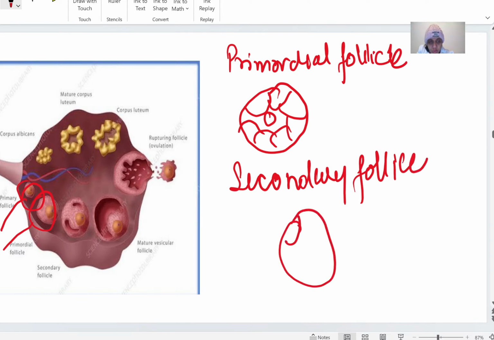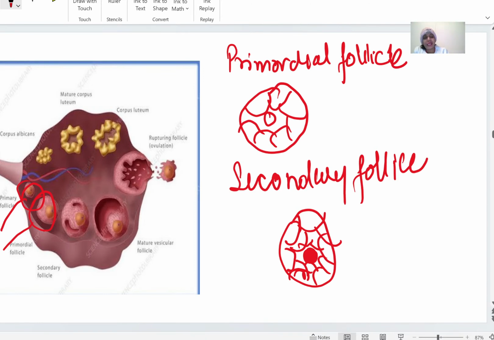Two layers of cells. Okay, two layers for the cells. Thank you, Dr. Olio, for appreciating. Okay, two layers of cells. This second one is a secondary follicle.